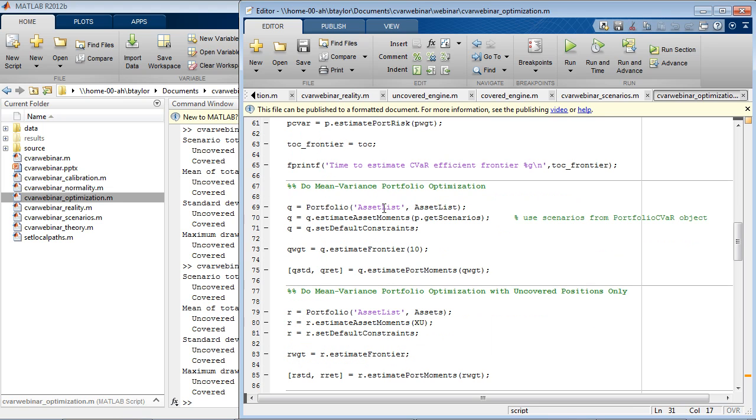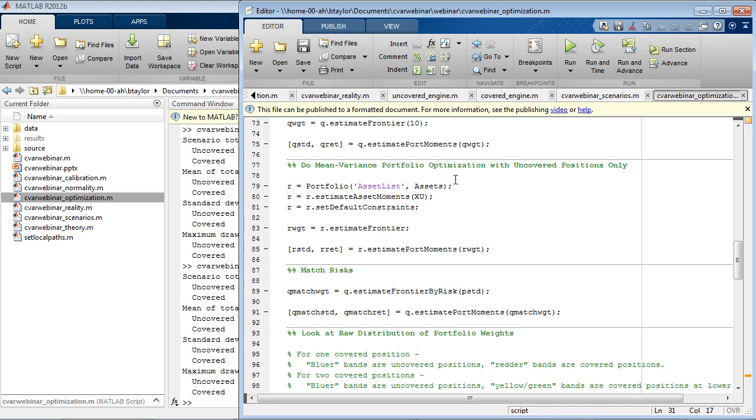Side by side, we're going to use the portfolio object to also do an optimization on these scenarios. In this case, you can pull the scenarios from the CVaR object and pass it in to the estimate asset moments method of the portfolio object to give the portfolio object the mean and the covariance that it needs. And then again, set default constraints, compute the efficient frontier portfolios, and then compute the standard deviation returns.